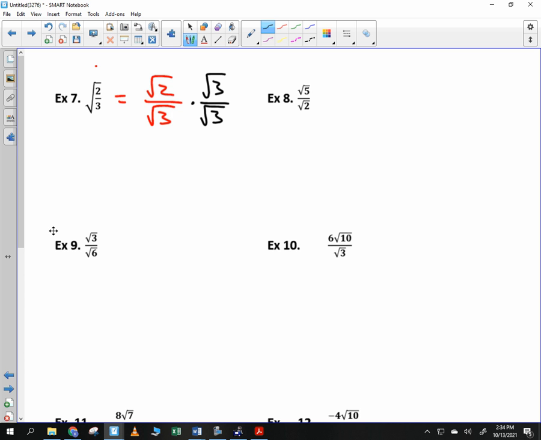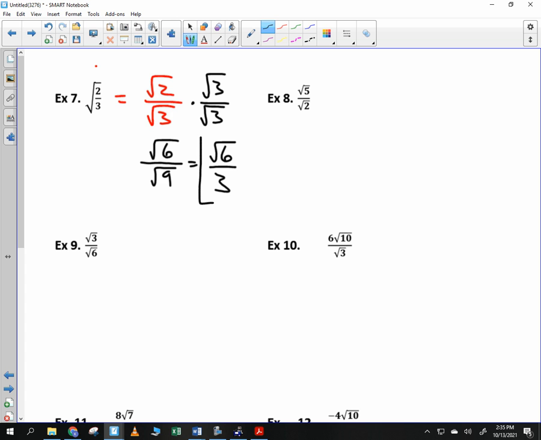So notice what happens. The square root of 2 times the square root of 3 is the square root of 6. And on the bottom, the square root of 3 times the square root of 3 is the square root of 9. Well, you say, Mr. Gens, you still have a square root in the denominator. Not really. We have the square root of 6 over 3. Notice when you take a square root times a square root, the square root just disappears in that situation. You just end up with 3 in the denominator.